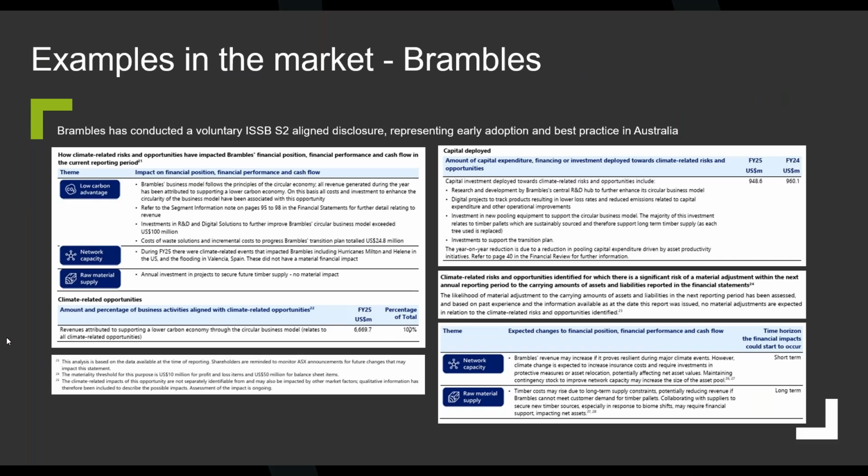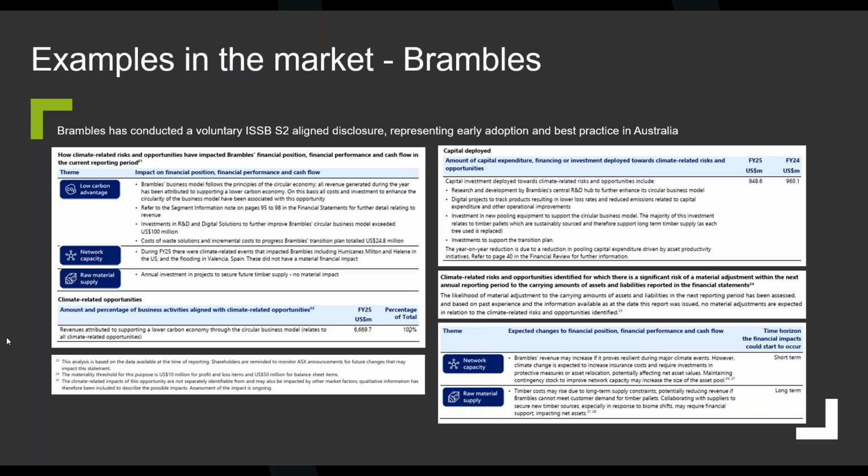But this is Brambles. I'm told they're the darling of the Australian sustainability reporting space. What they've done is taken on voluntary S2 aligned disclosures representing an early adoption piece, and they've been able to provide some quantitative disclosures around how climate risk will, in their view, impact their financials, so they can communicate the benefits of a low carbon advantage.